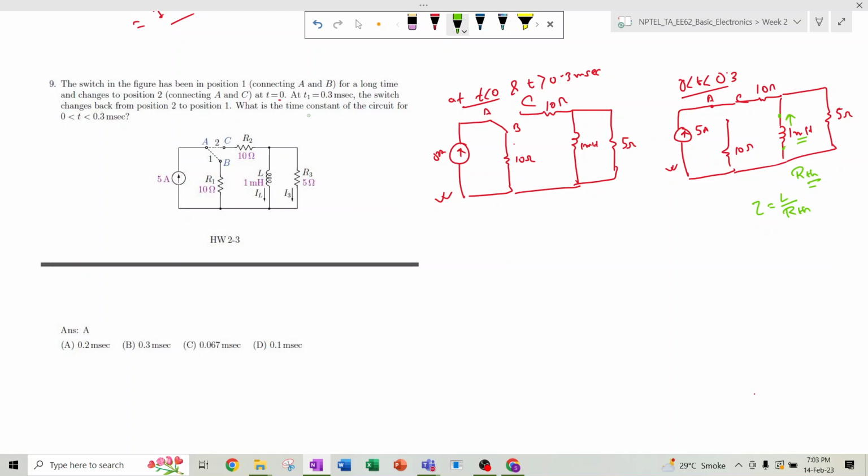Because see that the time constant of the circuit will change according to the time. That means for 0 to 0.3 millisecond, the circuit is this. So we need to find the time constant from this circuit only, not this circuit. So we are considering this circuit, and to find the Thevenin equivalent resistance, the current source becomes an open circuit. This becomes open circuit.